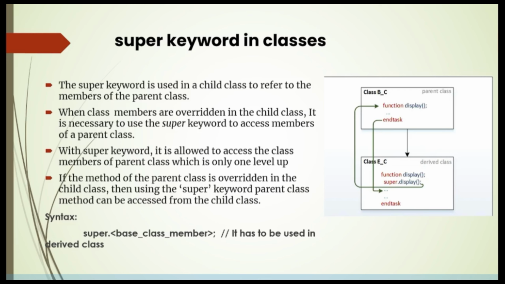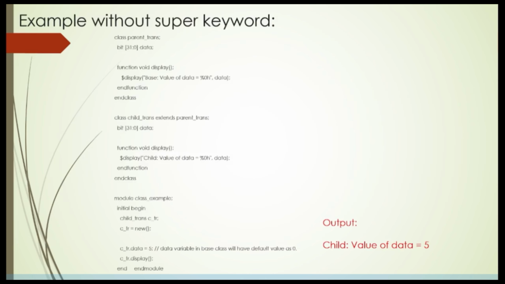For example, if the method of a parent class is overridden in the child class, then using the super keyword, the parent class method can be accessed from the child class even though you have overridden it. If you want to access those properties and methods, you can do that by using the super keyword. Let me give you a small example for that.